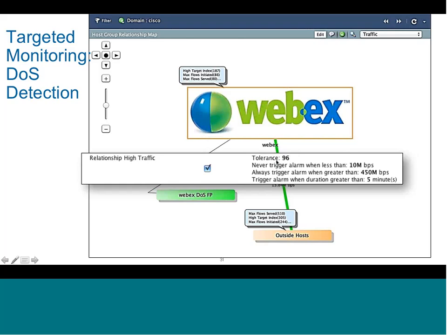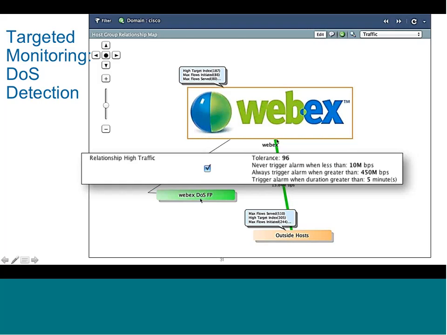What's great about this is you can take this host group for WebEx, take this host group for outside, drag them into the map, and just draw a line between them. And you say, I now want to have an alarm set up for this particular line. This alarm is anytime there is more than 450 megabits of traffic and it lasts for more than 5 minutes, send an alert. It's really easy to do. It takes literally a couple seconds to do this.